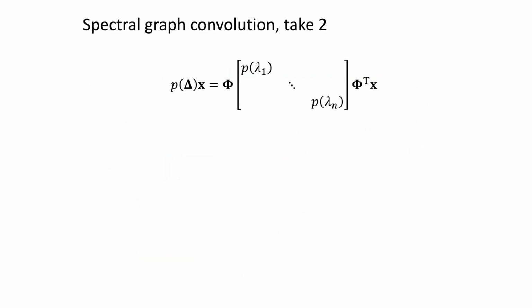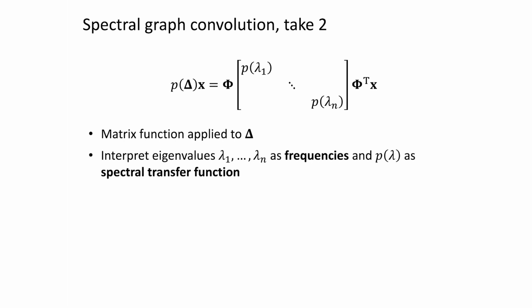So with this in mind, let's have a second take on the spectral convolution. A different way of thinking of convolution on graphs is thinking of it as a matrix function that is applied to, let's say, the Laplacian. In this case, we interpret the eigenvalues of the Laplacian as frequencies and the matrix function as the spectral transfer function. And if we make this function parametric with a fixed number of parameters, basically we have parameterized the filter with a fixed number of coefficients.